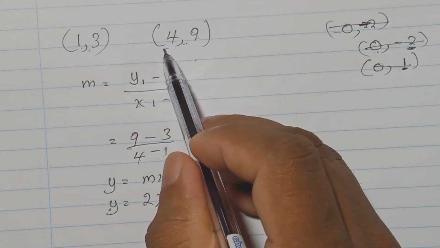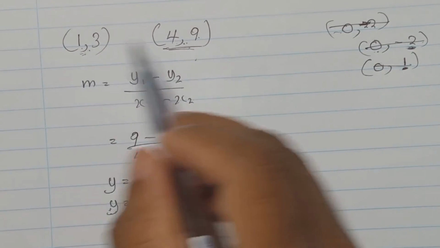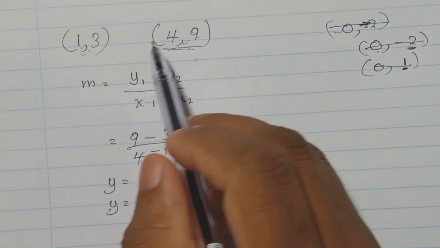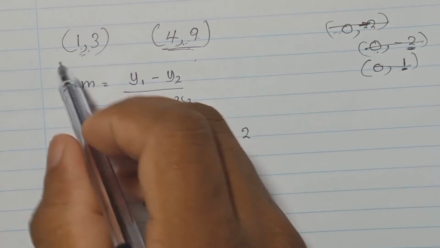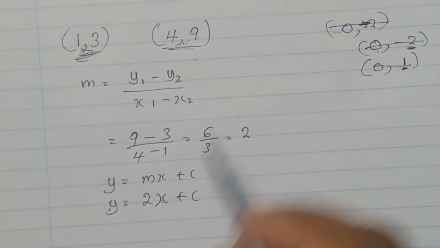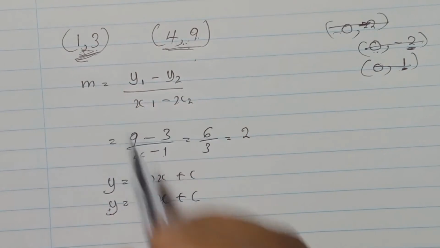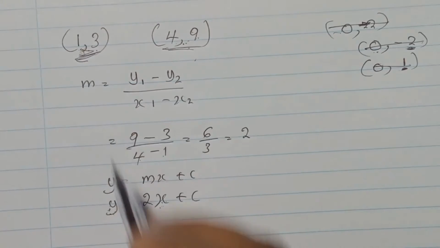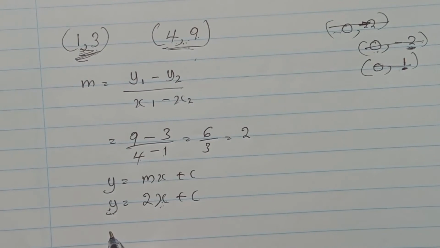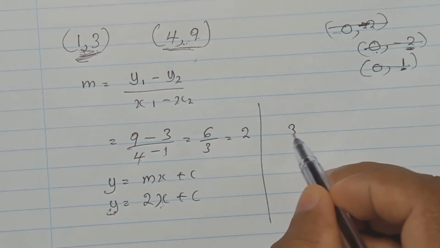You can choose any coordinate, this point or this one. It's okay, any one you can use. Now I will use this one. You can even use this one and check using this also. Now for the y I will write this y value, for the x I will write this x value. For the y I need to put 3.